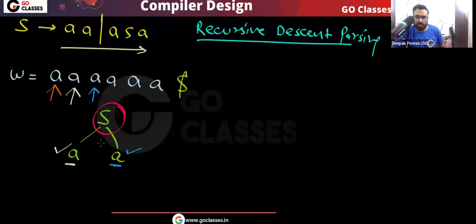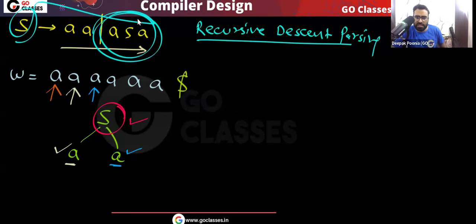Now you can see from this S point of view, both its branches are successful, so this S will say I am also successful. So basically from this S point of view, this production has become successful, so this S will never try the next production.